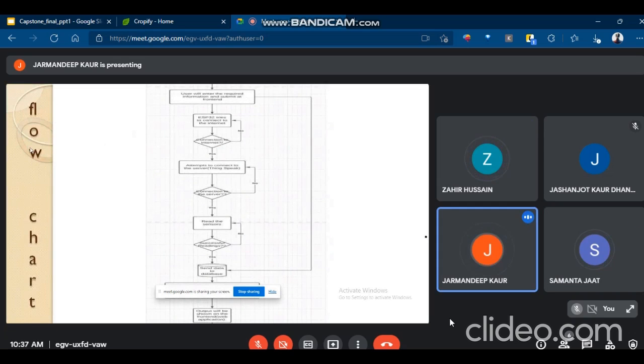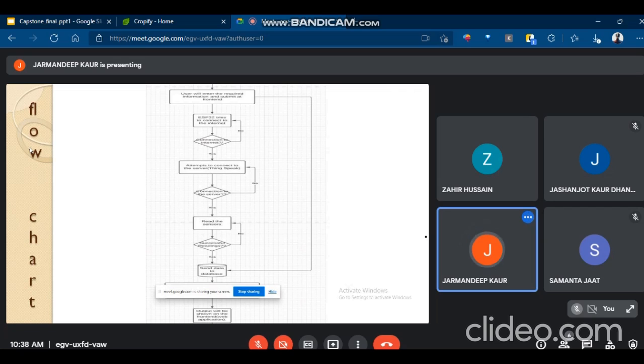Now I would like to explain the flowchart of our project. First of all, the user will enter the required information and submit it at the front end. Then the ESP will try to connect to the internet, and if it gets connected, it will attempt to connect to the ThingSpeak server. And if it does not, then again it will try to connect to the internet.